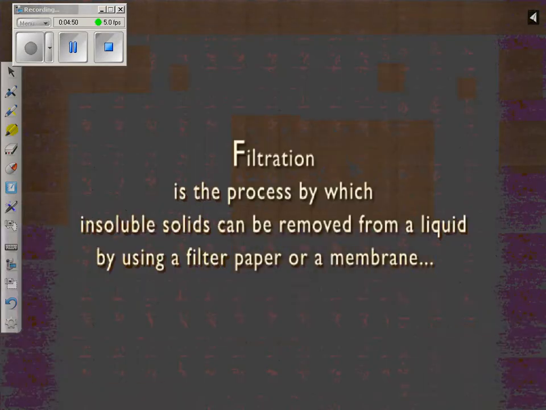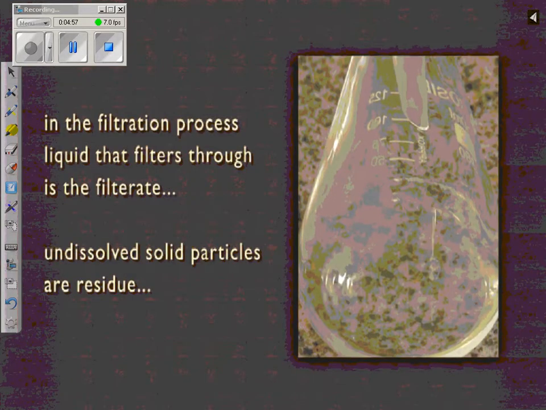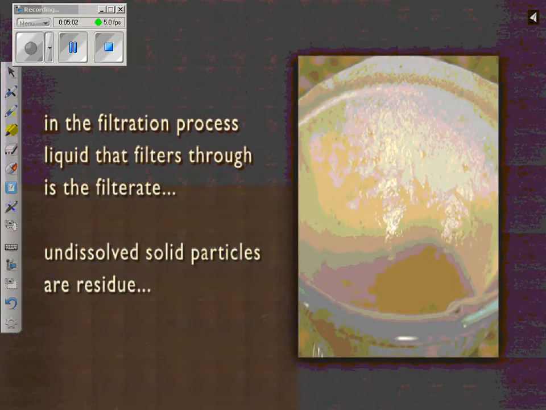Filtration is a process by which insoluble solids can be removed from a liquid by using a filter paper or membrane. In the filtration process, liquid that filters through is the filtrate. Undissolved solid particles are residue. Now can you guess what you should use to separate, say, tea from the brew mixed with tea leaves and mud from muddy water?